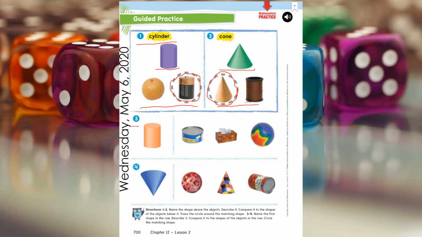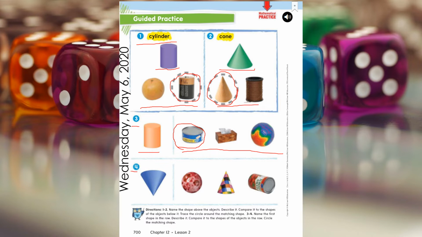All right, let's look at number 3. Number 3 is a cylinder. Which one of these is a cylinder? And I want you to circle it. See if you can figure it out. Think about that a cylinder is round on the sides and flat on the top and bottom. Did you find it? Yeah, it's the can. Sometimes cans are tall and sometimes they're short, like this can here.